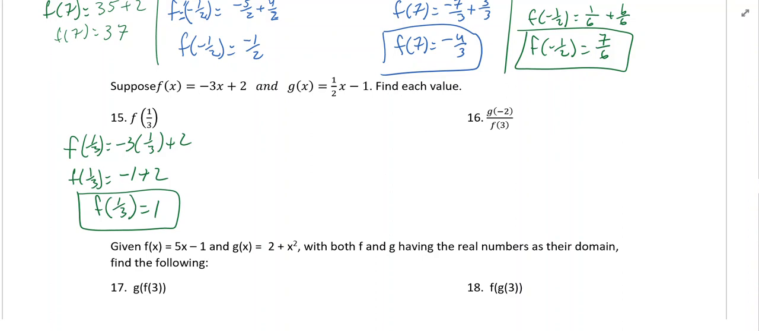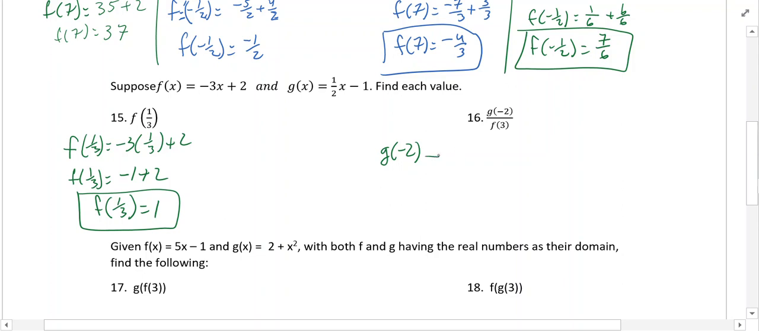I'll help you set up this one, and then I want you to pause the video and solve it. So we're going to plug in g of negative 2 and f of 3. So g of negative 2, I'm going to write it this way, would be g of negative 2, so 1/2 times negative 2 minus 1. And this is over f of 3, and f of 3, the f function is negative 3 times 3 plus 2.